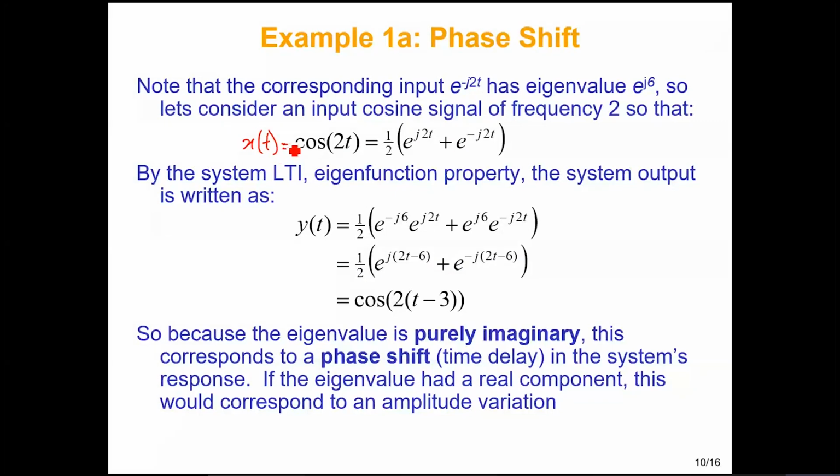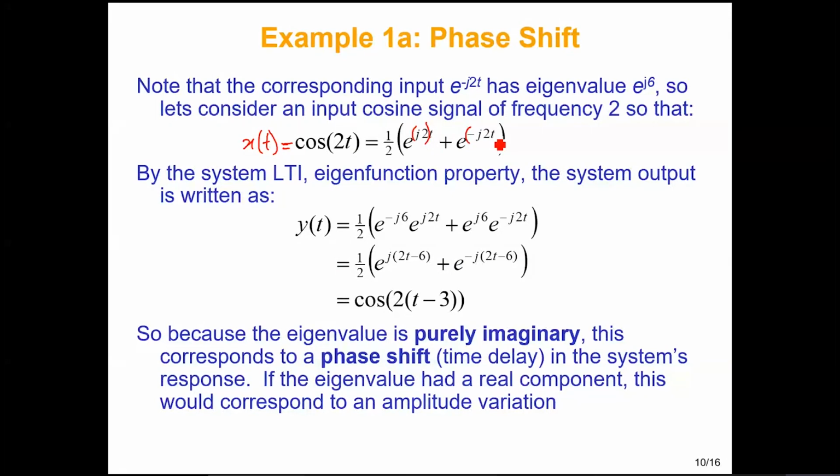Then what can we do and how can we find the answer? Again, what we can do is break it up in terms of complex exponentials. A cosine has complex exponentials which are conjugates of each other, e raised to the power of j2t plus e raised to the power of minus j2t. And if you notice, this has s equal to j2, this has s equal to minus j2.